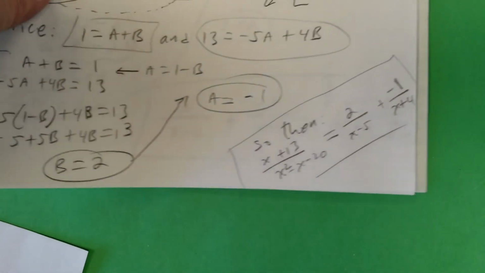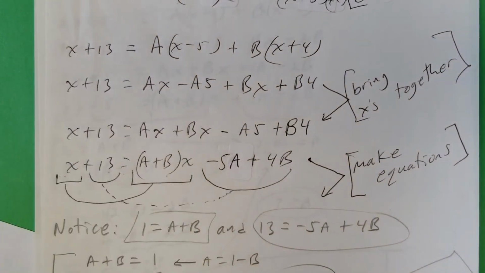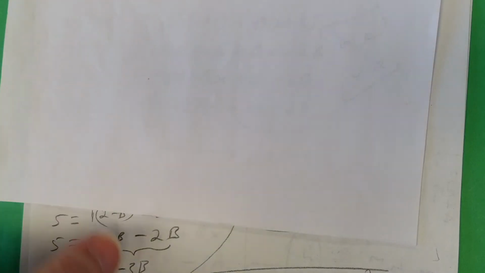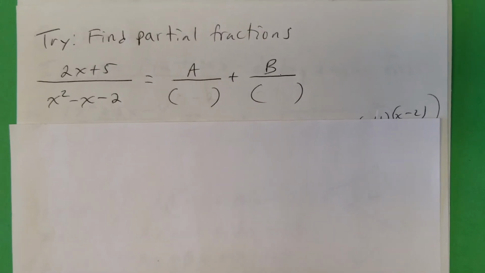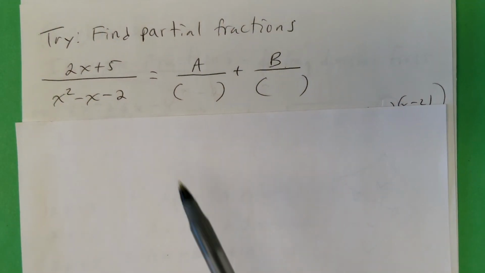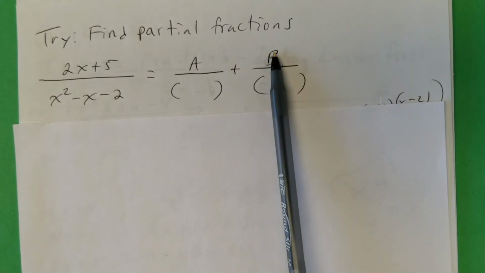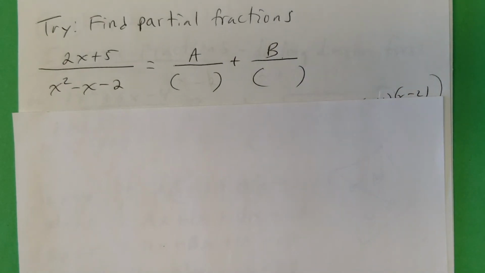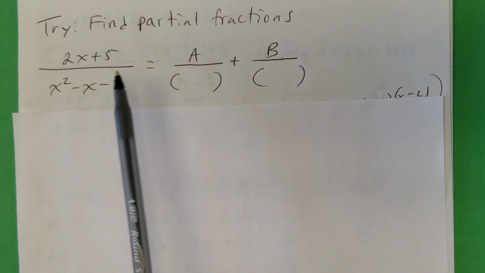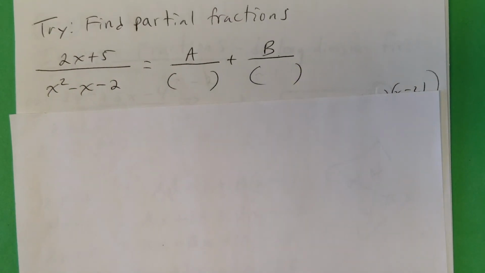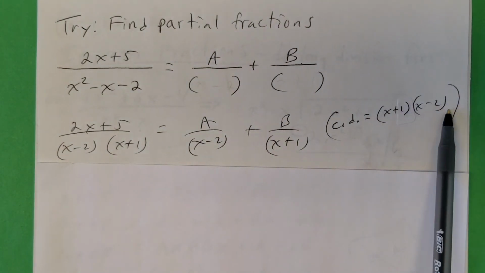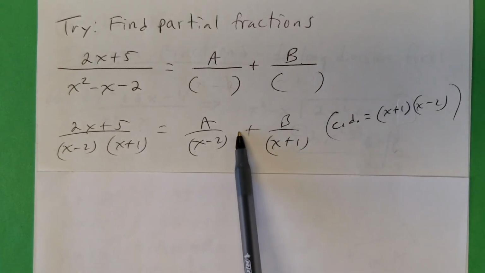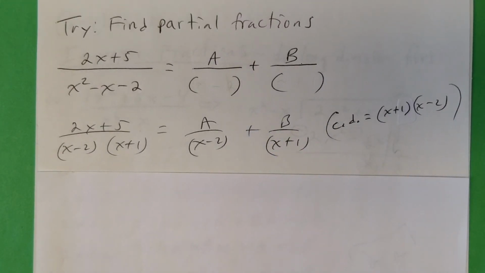So use this example as a template and try to do this one problem, and I'll start you off. How does this work? You split it up into two fractions with A and B here, and then you take the denominator and factor it. Then you use the common denominator, make common denominators, and then you keep going. Do the best you can, and we'll finish this in class.